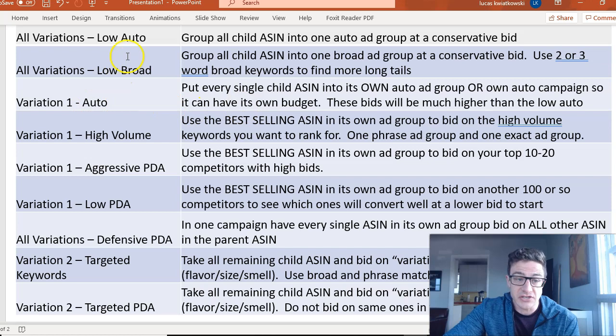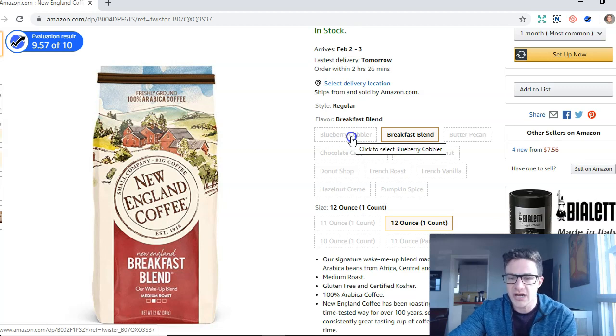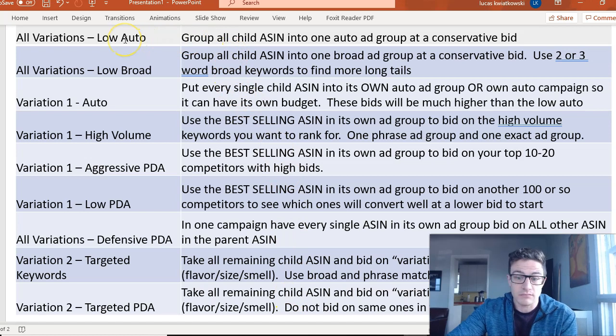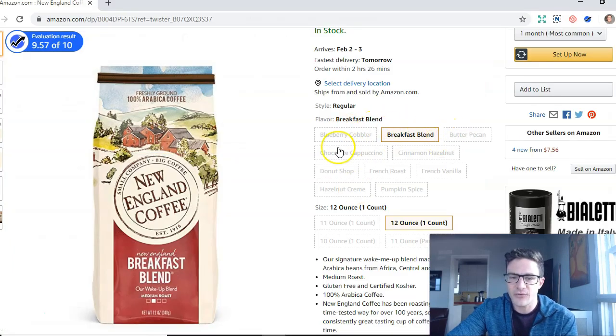now you have the catch-all auto, you also want to do one auto for every single variation. I think everyone knows that, but you would have Blueberry Cobbler as its own auto campaign, with its own budget, and the bid for each of these is going to be higher than the catch-all auto. So you can have 10 different auto campaigns, one for each single variation.